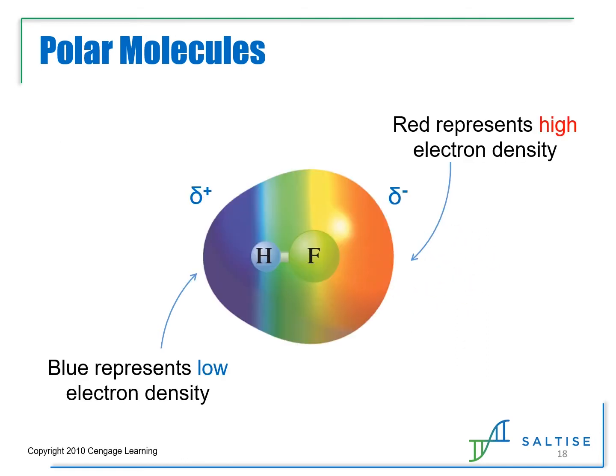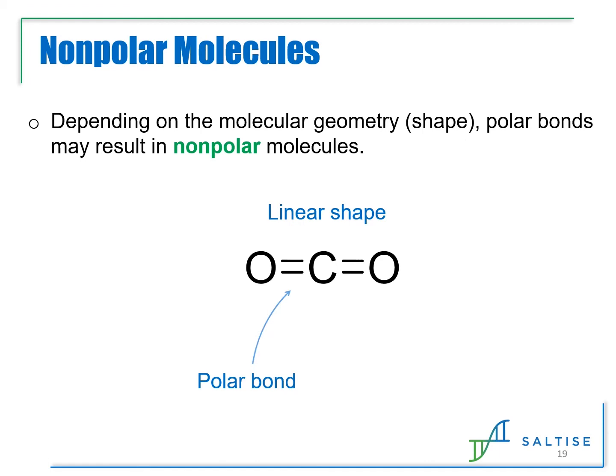This image here represents the electron density in the hydrogen fluoride molecule. It's just another way to show the polarity of the molecule. The red color represents high electron density due to the electrons being closer to the fluorine. It's like the hot zone. And the blue color represents low electron density. It's the cooler zone.